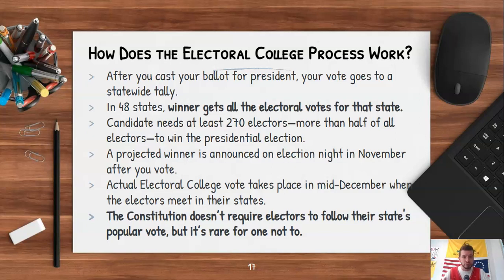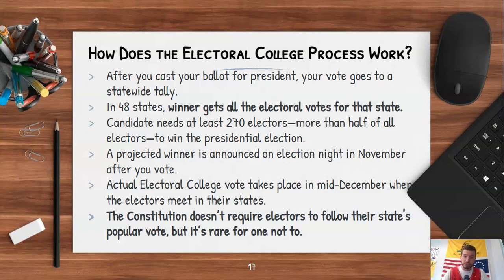Okay, there's only 2 states that don't participate, and that's Maine and Nebraska, and they will split their votes. We'll talk about that more in class, but regardless, you just need to know that most states participate in the winner-take-all system. And so whatever candidate wants to win, they need at least 270 electors, which is just a little over half of all of the electors in order to win the presidential election. That's how we got 270: you just divide 538 by 2. And 270 is a majority of electoral votes.